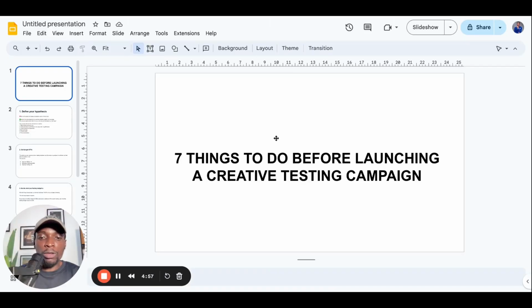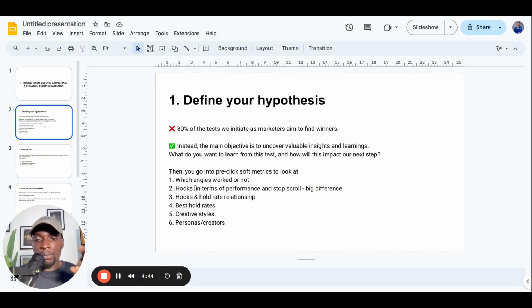Alright guys, so I'm going to be sharing my screen and walking you through all this information, because when it comes to testing creatives, there are a couple of things we have at the back of your mind, but these 7 things are the most important for me. So the first thing when it comes to testing creatives is defining your hypothesis.